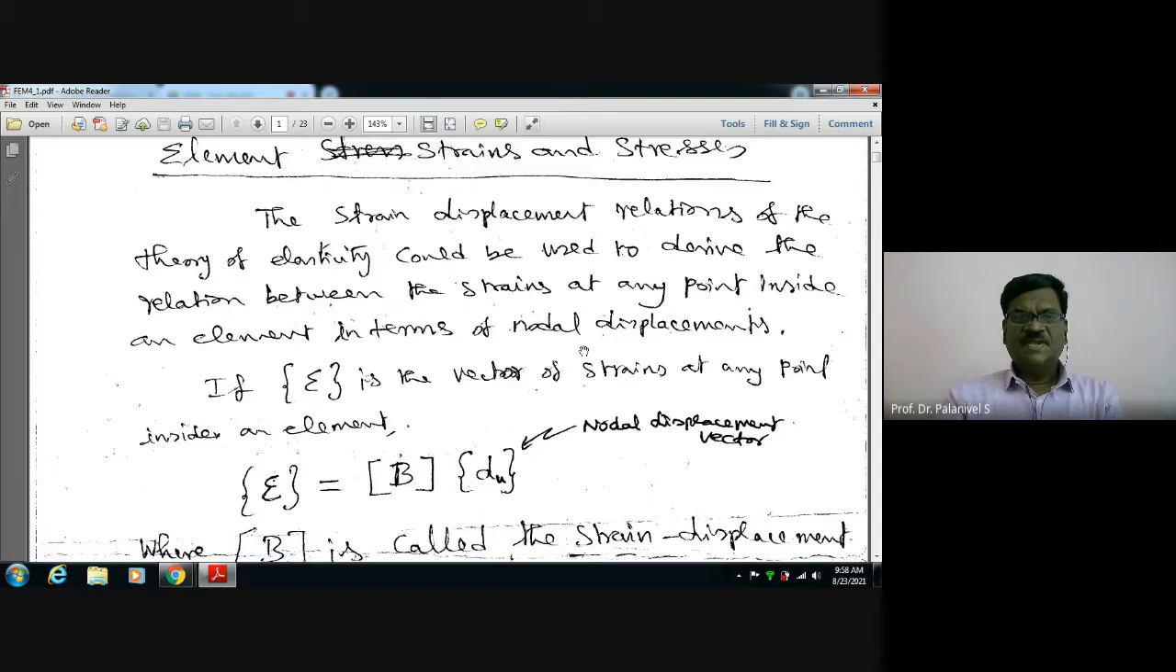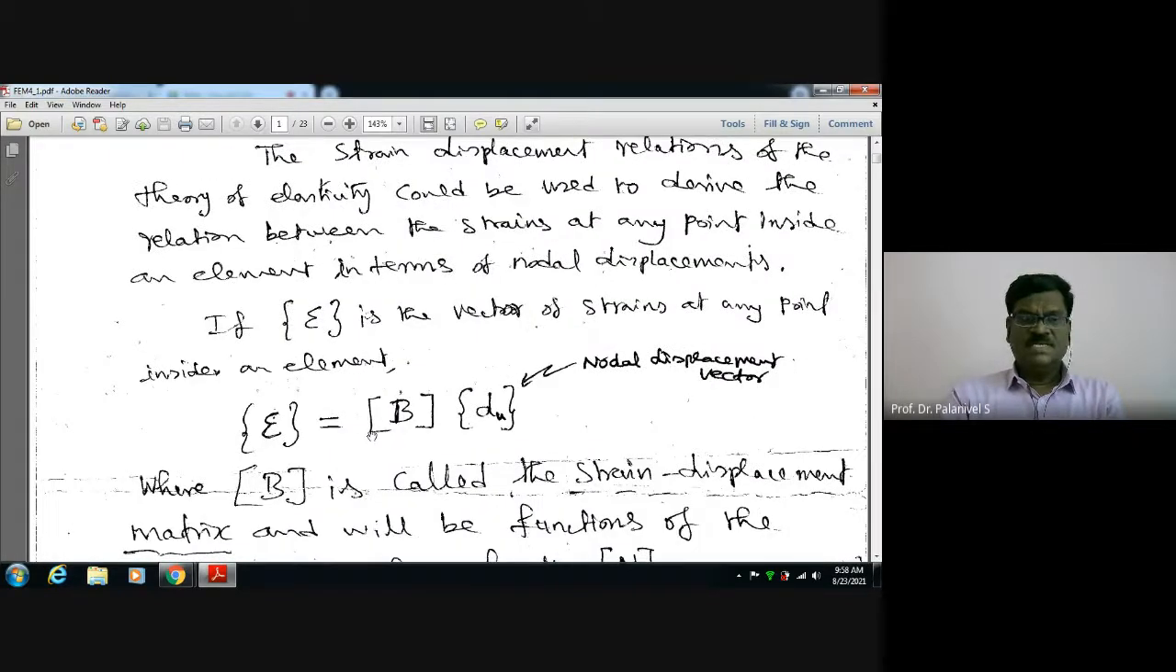Okay, if epsilon vector is the vector of strains at any point inside an element. Now see here, for any element, you use small u to represent the variational displacement within the element. Now I am using epsilon to represent the strain within the element. For example, take a 1 dimensional element; there is a strain within the element. I am using the notation epsilon, so epsilon is a vector. Okay, epsilon vector is equal to some strain displacement matrix, say B, into d suffix u, which is the nodal degrees of freedom, that is, the nodal displacement vector.